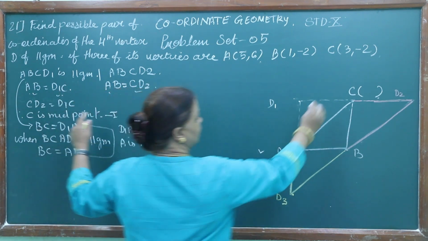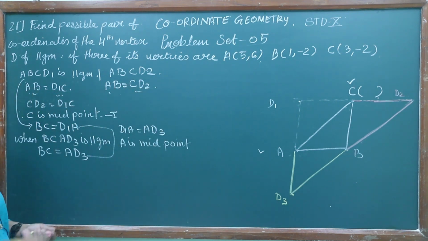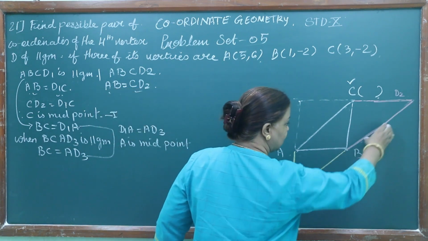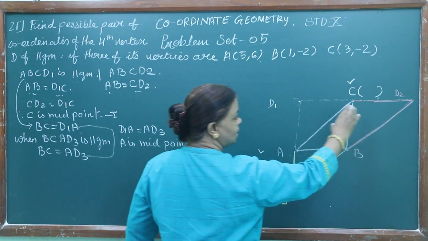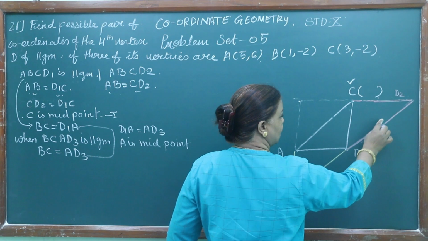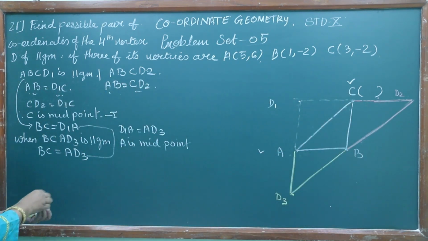Also we proved C is midpoint. Let us prove B as midpoint. Now how can we prove B as midpoint? This side should be equal to this side. Okay. This side is equal to this side when A, B, D2, C is a parallelogram.